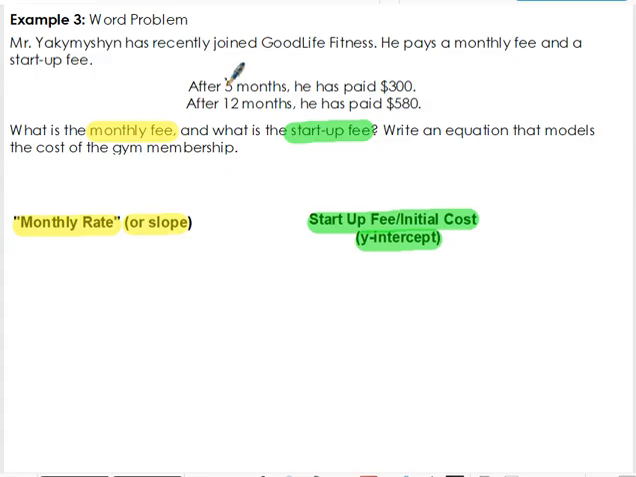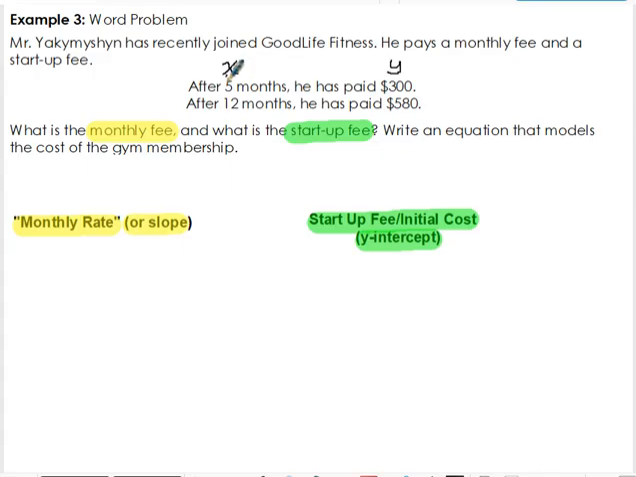Instead, what we're going to do is identify the independent and the dependent variables. As you might remember from Unit 3 and a little bit of this unit, the independent variable is usually time. And in this case, we have time in months. So our independent variable, x, is time in months. And our dependent variable is the total cost. So from this information, you might be able to just see it.